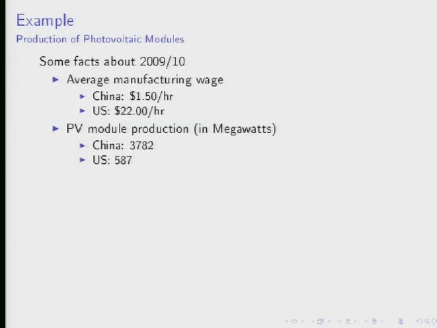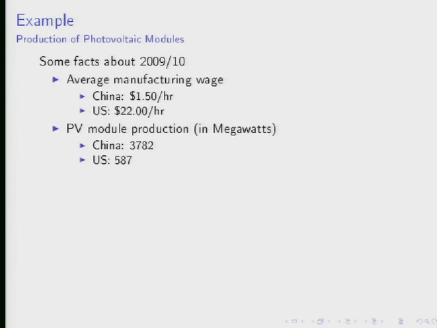I'm going to begin today with a short example that'll build on the work we did last time in developing a cost function for the firm. And so what I have in mind here are just a few simple facts. These aren't very difficult facts to discover. You can go to the Bureau of Labor Statistics and get data on manufacturing wages, which is what I did yesterday. And I found that the average manufacturing wage in China in 2009 was around $1.50 an hour, while in the same year for the U.S., the average manufacturing wage was $22 an hour.